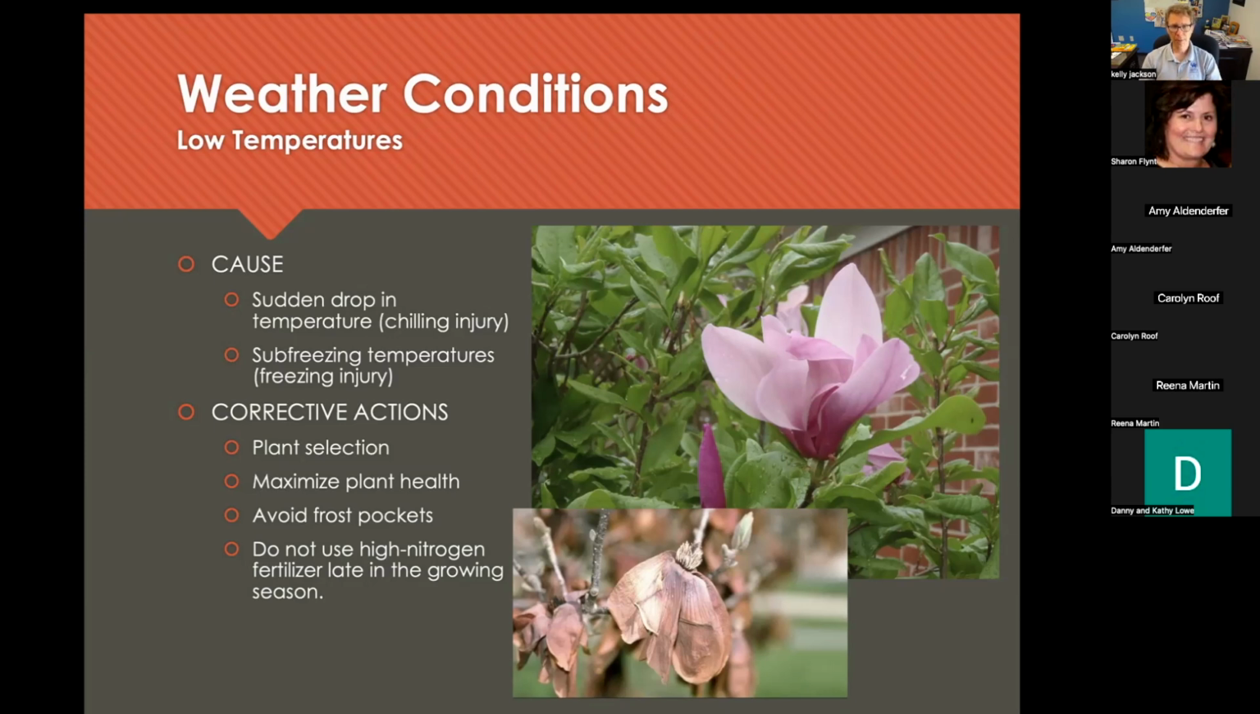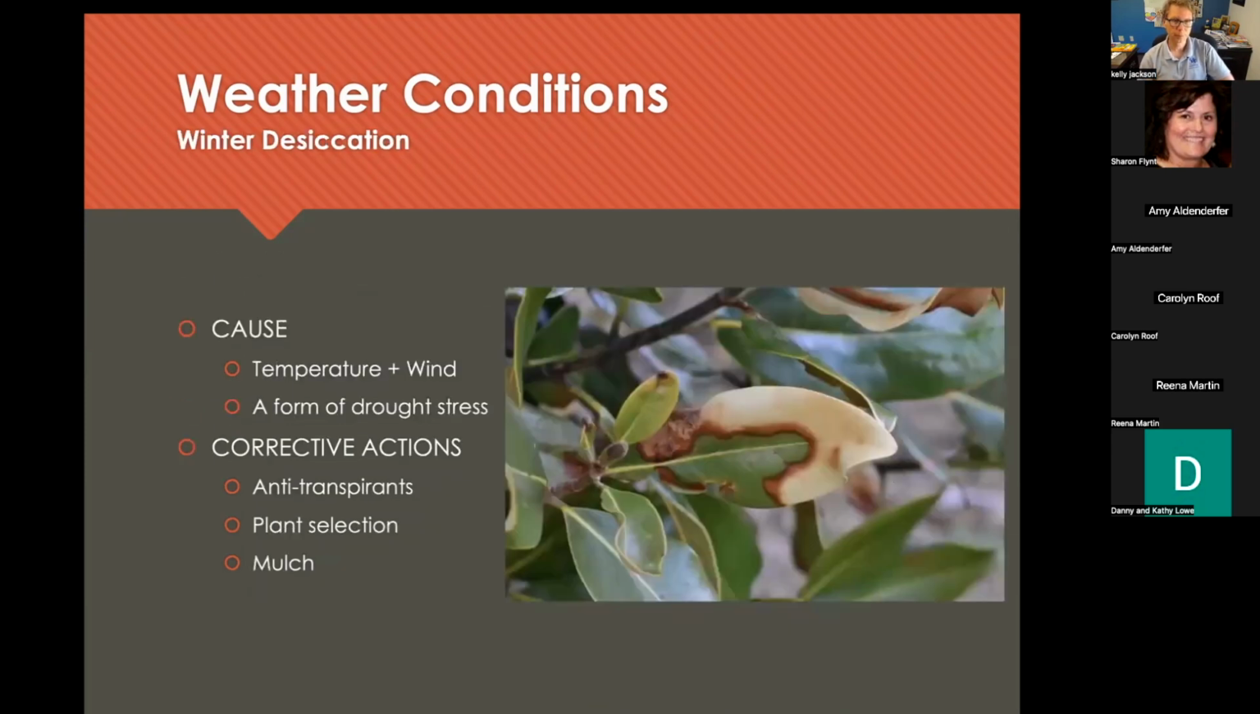I put a picture of Jane Magnolia. People around here love Jane Magnolia, and it is very, very pretty. But we get a bloom maybe one out of every 3 years, maybe out of every 4 years, because those buds get killed by some sort of late freeze. Or really a better way to say it is they come out of dormancy too soon in the spring, and a lot of plants do that. So just be aware. Maybe Jane's not really the best selection. It's certainly a hardy tree, but the buds just aren't that hardy.